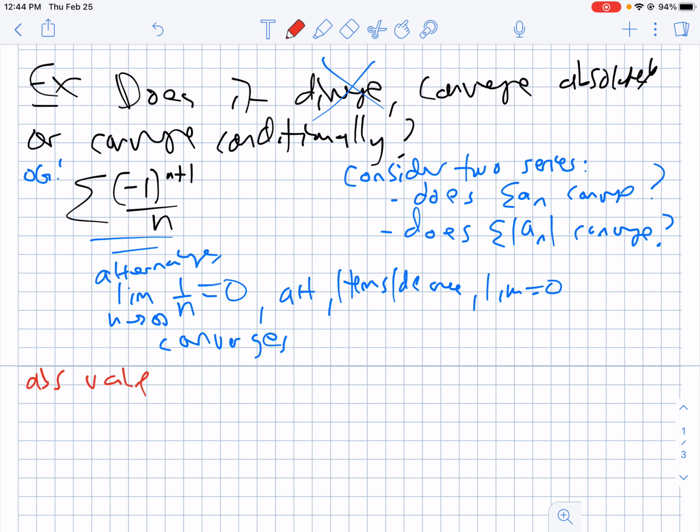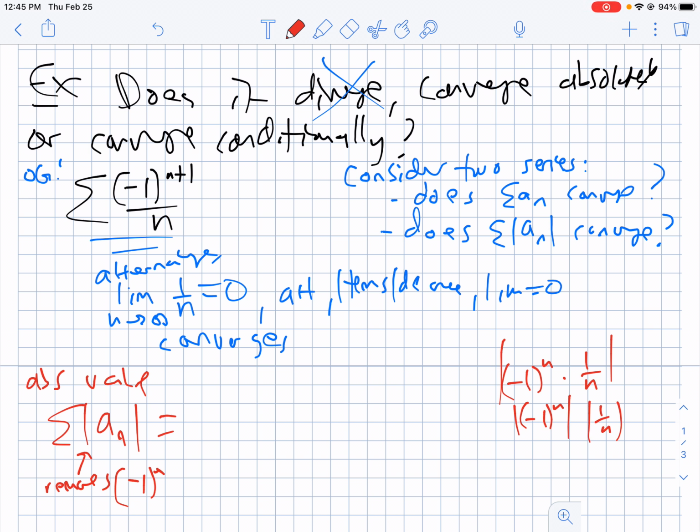If we take the absolute value of a sub n, all that does again is remove the alternating part, the negative 1 to the n. This is because if you take the absolute value of negative 1 to the n times the absolute value of 1 over n, well, the absolute value of negative 1 to the n is just 1, and 1 over n is positive, so it's just 1 over n. That's why taking the absolute value just removes the negative 1 to the n. So when you do that, you're looking at the series 1 over n.